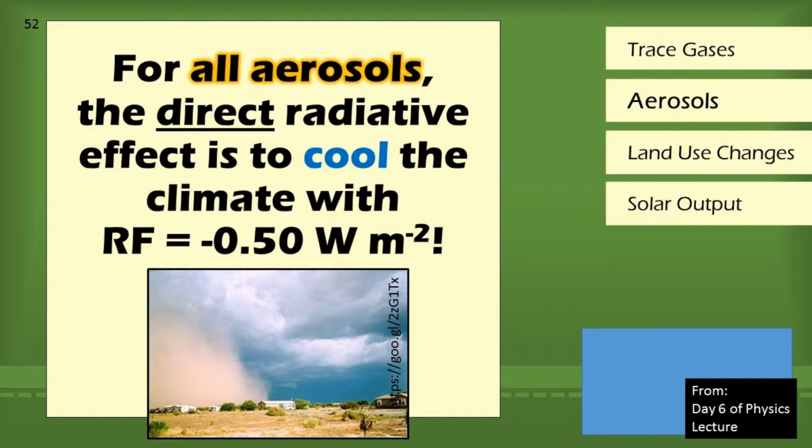So these are the so-called direct radiative effects, where we're talking literally about how the aerosol reflects and absorbs radiation. And overall, there's no doubt about it. The direct radiative effect for aerosols is about, I'm sorry, negative 0.5 watts per square meter. They are in general cooling the planet.